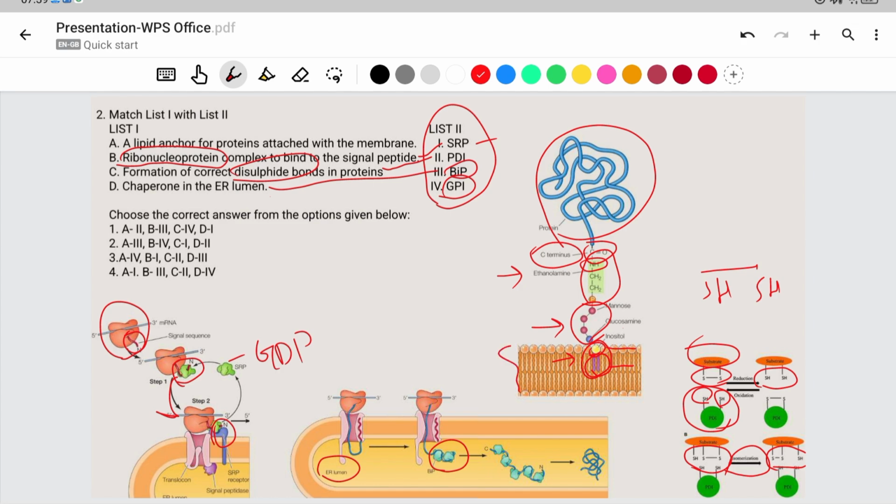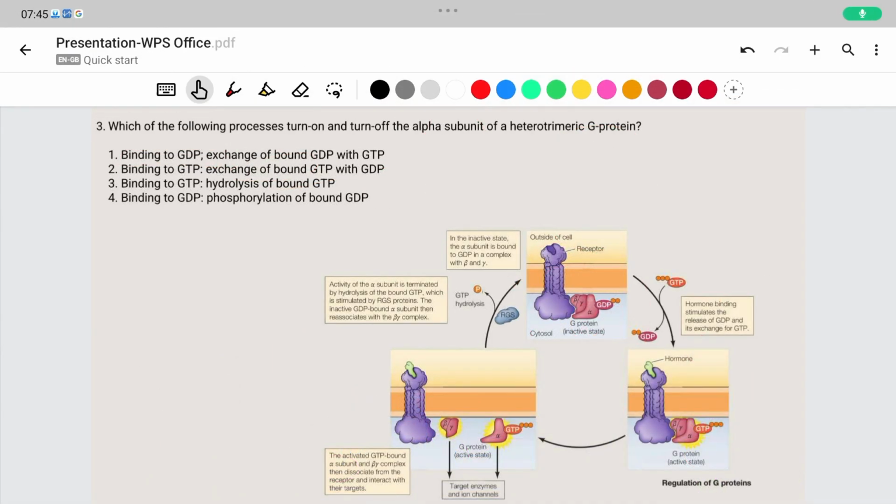So by forming this amide bond, that target protein will be anchored on the plasma membrane. So the plasma membrane has a specific structure, this one, that is known as the GPI, and it will form an amide bond between its target and itself. So thus the protein will be attached here. This will be anchored here. So here the term comes, a lipid anchor of proteins attached with the membrane. So this will be the fourth one. So the option 3 is correct. So the following process turns on and turns off the alpha subunit of a heterotrimeric G protein.